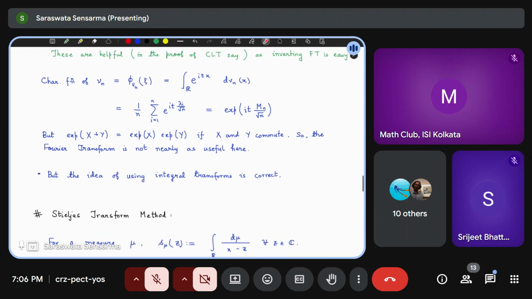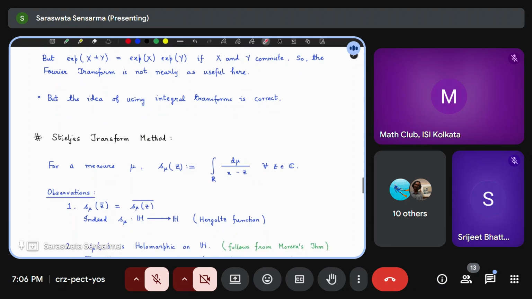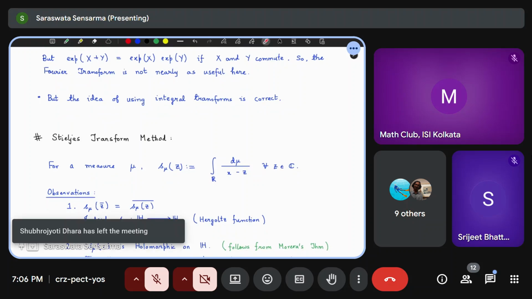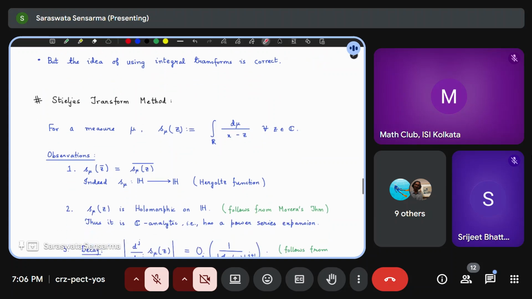However, our idea that we have to use some sort of integral transform is actually correct. So let's try that. I'll just give an overview of this Stieltjes transform method. This is another integral transform, just like the Fourier transform and the Laplace transform. Whenever you have a measure mu, we can define the corresponding Stieltjes transform of that measure. Okay, and this is a complex valued function. This is a function on the complex plane. It takes in complex values, gives out complex values.